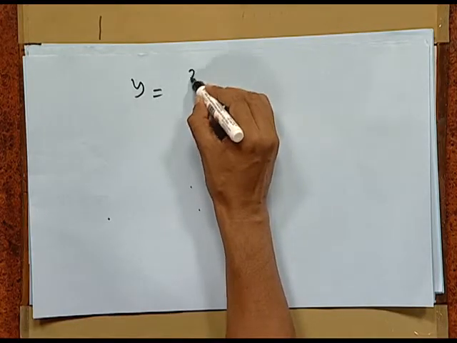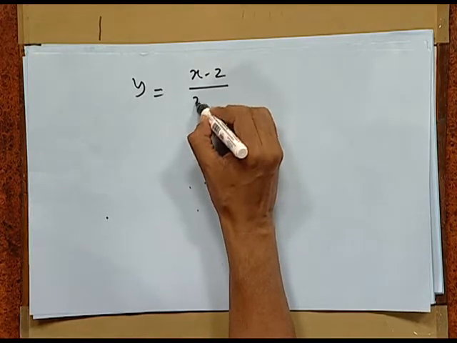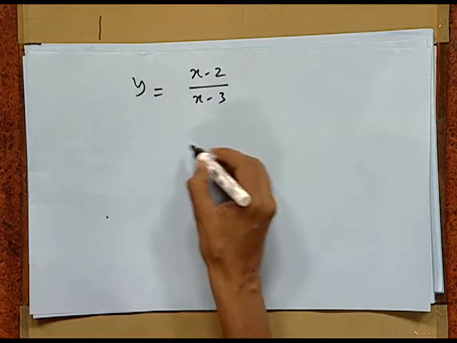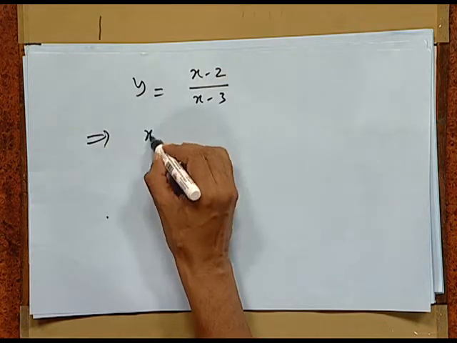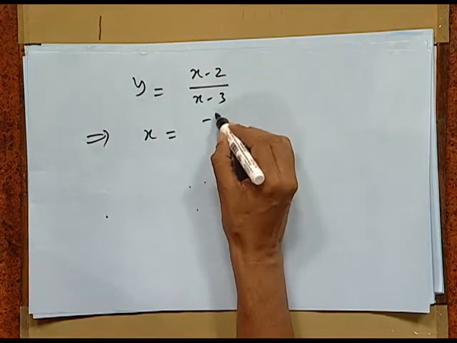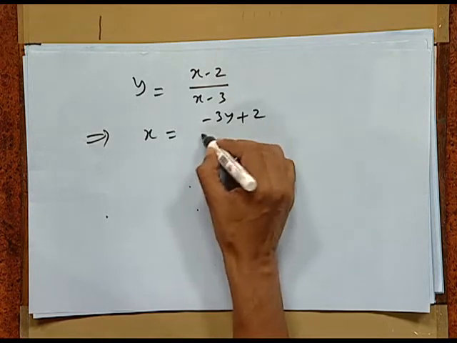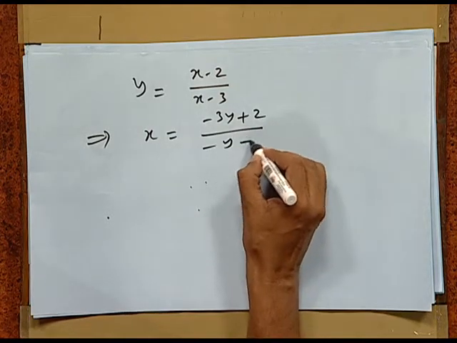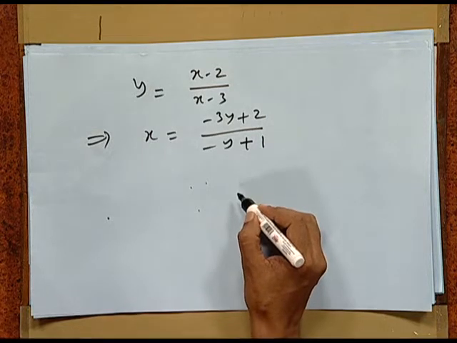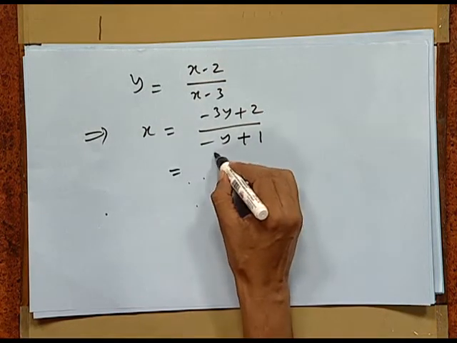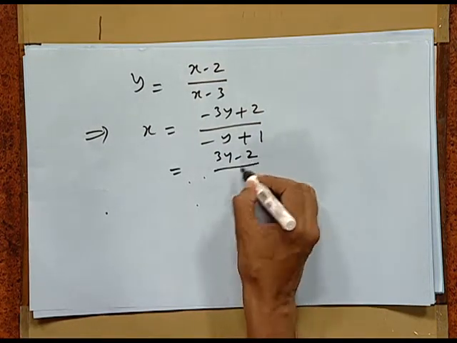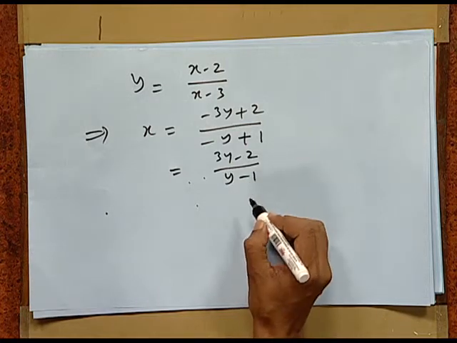First, we take up the onto part. For this, let us take y is equal to (x minus 2) upon (x minus 3). This makes x equal to (minus 3y plus 2) upon (minus y plus 1), that is (3y minus 2) upon (y minus 1).